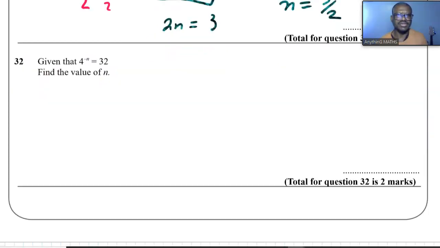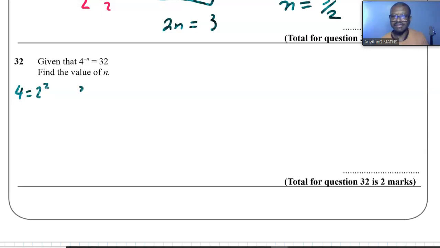This is the last question for this video and part 2. Given that 4 raised to the power negative n is equal to 32, we cannot express 32 as a power of 4. So we're going to express it as a power of 2. We know that 4 can be written as 2 raised to the power 2.